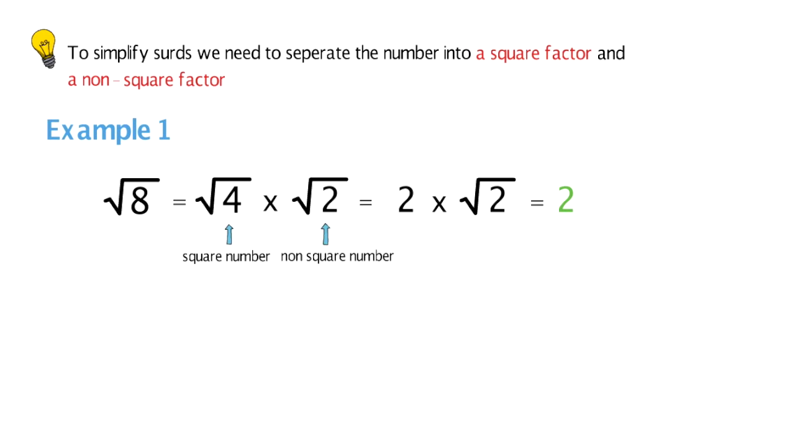We would squash them together like we do in algebra when we multiply, for example, 2 times x. So it'll be 2 times root 2.